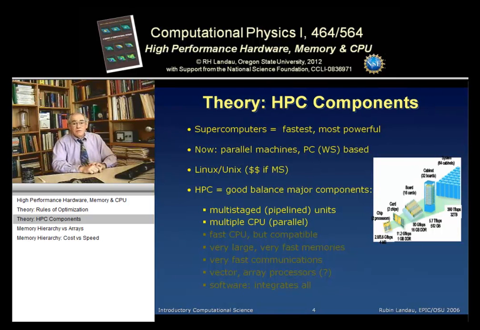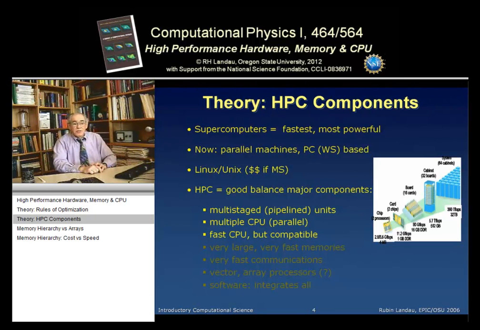Generally, multiple CPUs. On parallel machines, that's obvious. You have lots of CPUs. But even on ordinary machines, they'll have various elements of the CPU that run in parallel to do simultaneous activities. You have to have that to work fast.